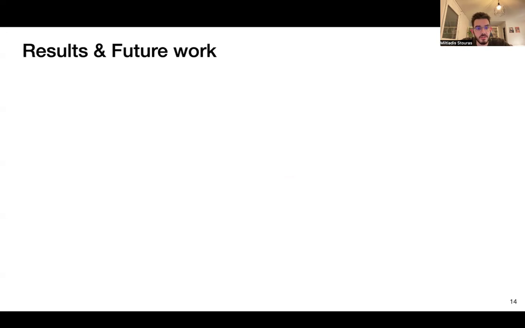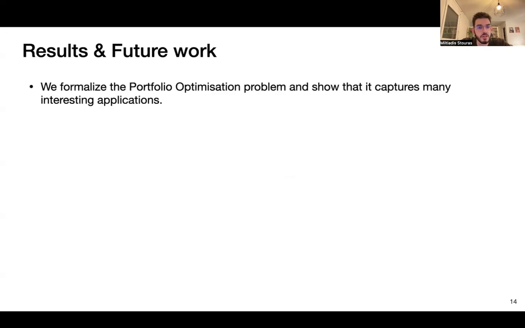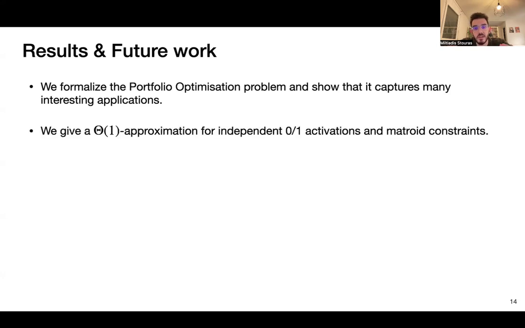So let's wrap this up. Our main contribution is conceptual in this paper. So we formalize the portfolio optimization problem, and we saw that it captures a lot of interesting applications. And our main technical contribution is that for the case of 0, 1 values and independent activations under matroid constraints, we give a constant approximation, right? So now regarding future work, I think there are 3 main avenues.